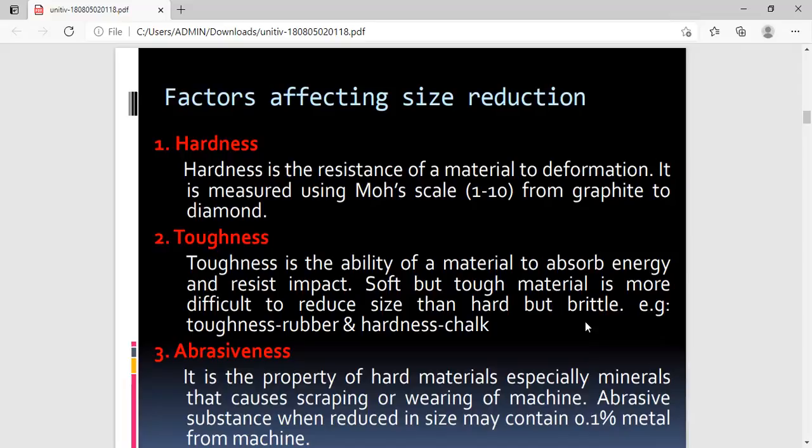Second part of the factors affecting the size reduction is toughness. Toughness is the ability of the material to absorb energy and resist impact. Soft but tough material is more difficult to reduce in size than hard but brittle. So if it is brittle, it is easy to reduce. But if it is softer, it is very difficult to reduce in size.